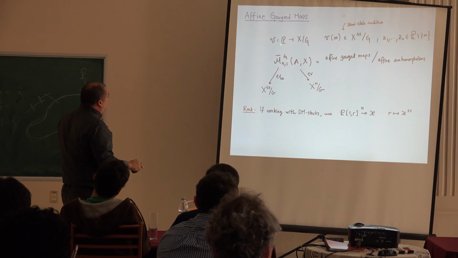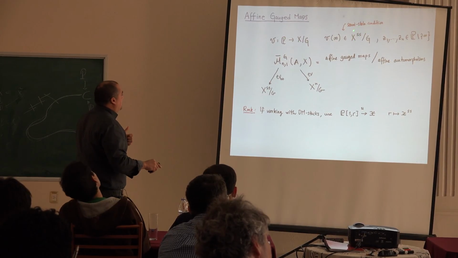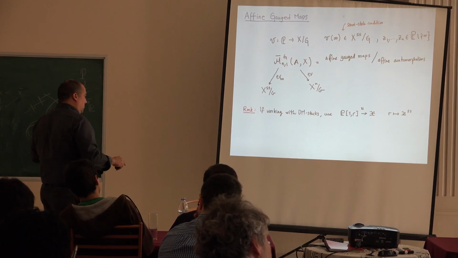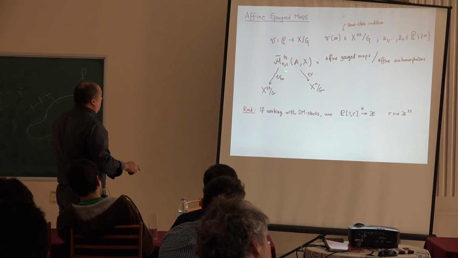And so it goes from the projective space into the quotient stack. But I am going to assume that the point at infinity gets mapped into the semi-stable locus of X. So this is the semi-stability condition that I am going to assume. And with that, you define those affine gauge maps as just those particular gauge maps. And so the point at infinity is special.